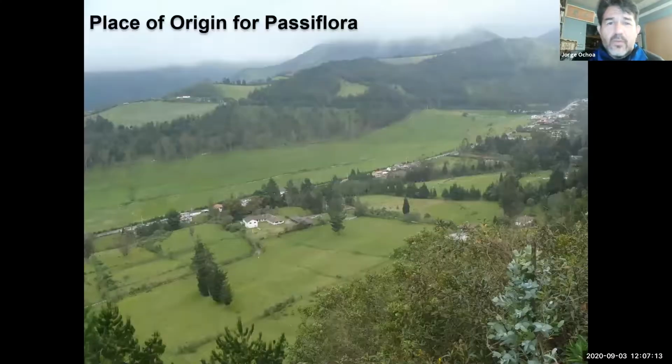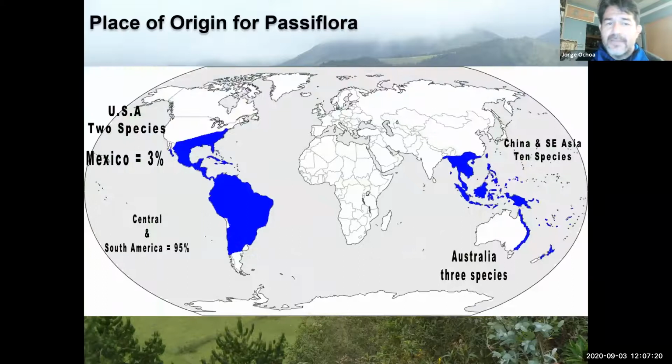So if we look at where passion flowers come from, the vast majority is going to be from Central and South America. Looking at a map, there are a couple of disjuncts: about 10 species that are native to China and Southeast Asia, about 3 species that are native to Australia. We'll get to see those later on. And then 1 species native to New Zealand that we'll get to see later on. So apart from those, everything else is from Central and South America, or the Americas. That's where we're going to find the majority of them.